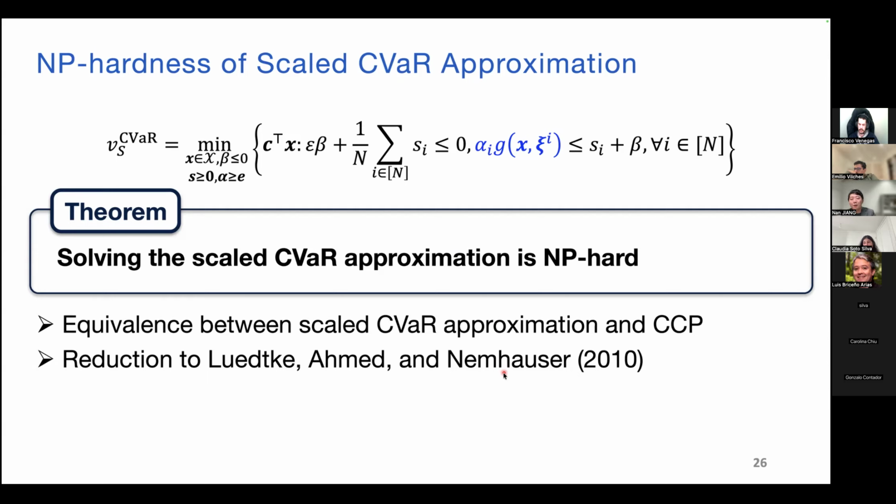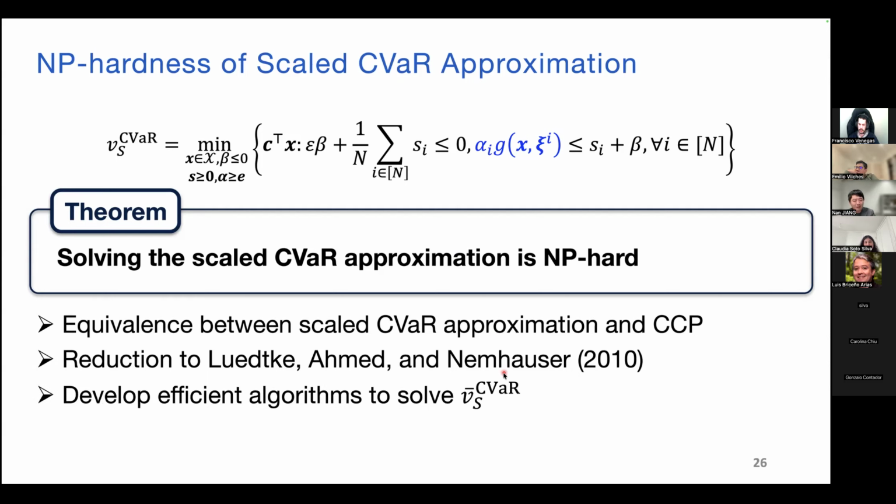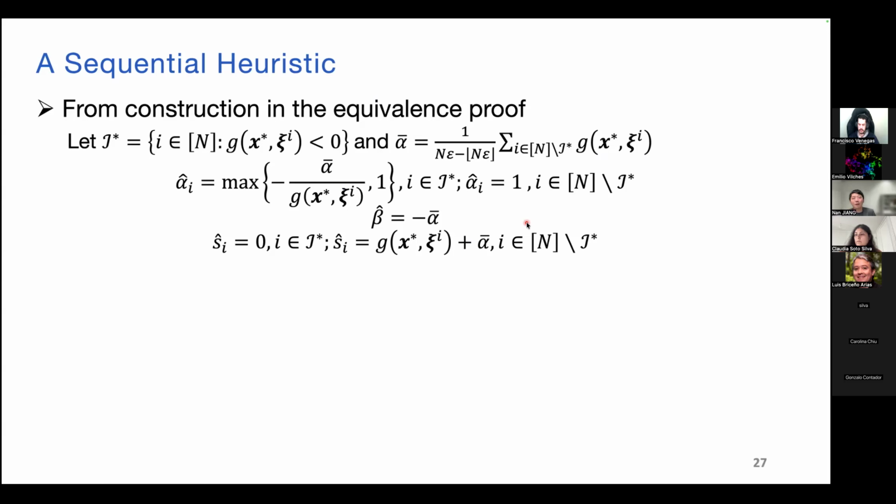Later on, we are going to tell you how we can use this idea to develop algorithms. Because this problem is NP hard to solve, we are not going to solve these NP hard problems. We are going to develop some efficient heuristics. The first one is the sequential heuristic. We know we have this construction, and in the construction proof, we assumed we have the optimal solutions. But in general, we don't have these optimal solutions. Otherwise, we don't need to solve this problem.